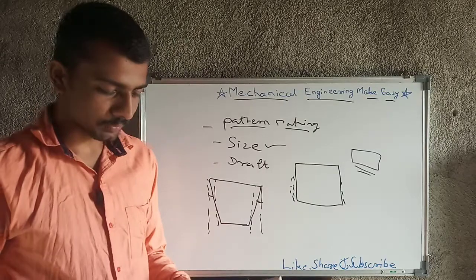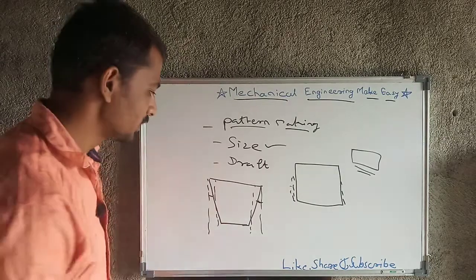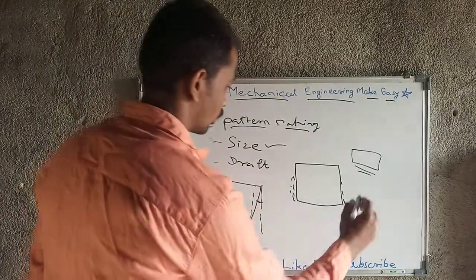Then there are core prints for seats of cores, meaning there may be chances that a core is there.